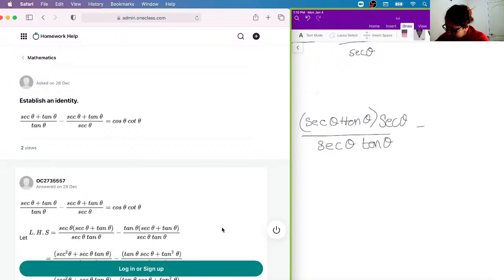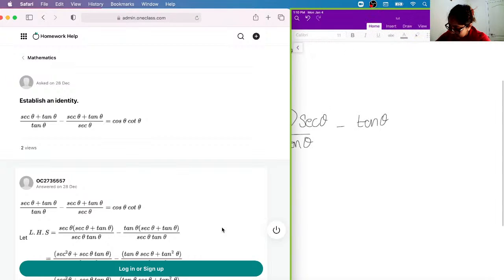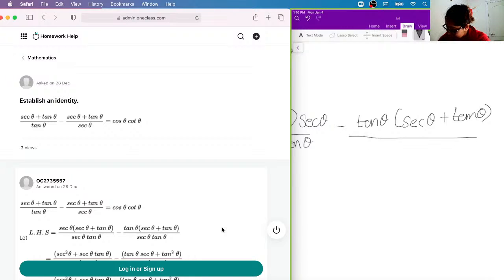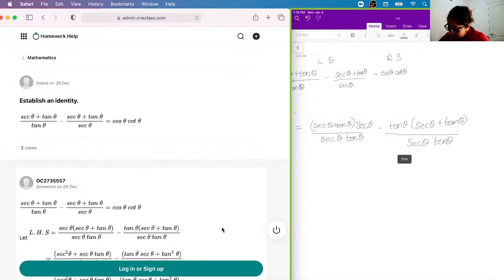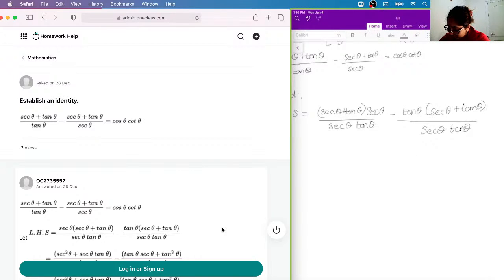So we would have tan theta times secant theta plus tan theta, all over secant theta tan theta. Okay. And so since we have found our common denominator here, we can write this as one whole fraction, right?